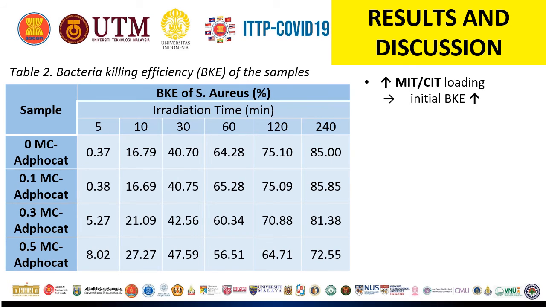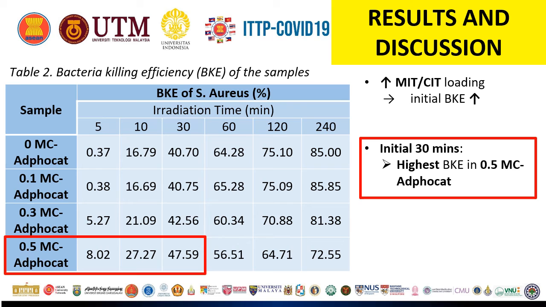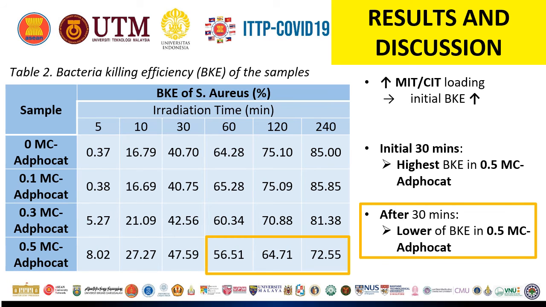For the antibacterial testing, it was seen that with the increase of MIT-CIT biocide mixture, the initial bacterial killing efficiency did increase. For sample 0.5MC@F4CAT, the initial bacterial killing efficiency before 30 minutes was the highest amongst all samples. However, after 30 minutes, the bacterial killing efficiency of 0.5MC@F4CAT was lower than 0.1 and 0.3MC@F4CAT.